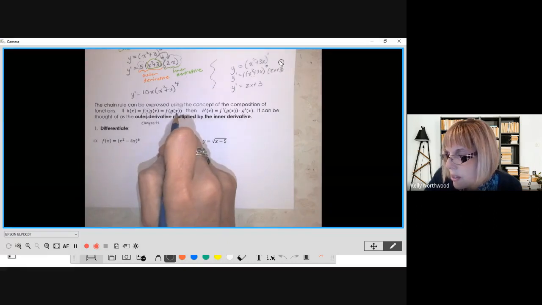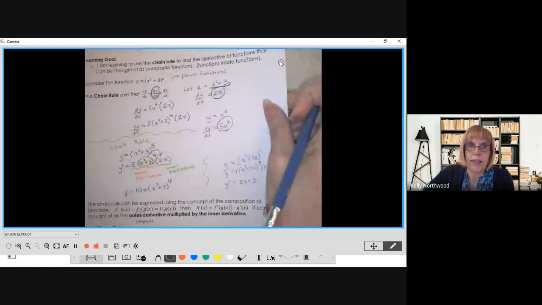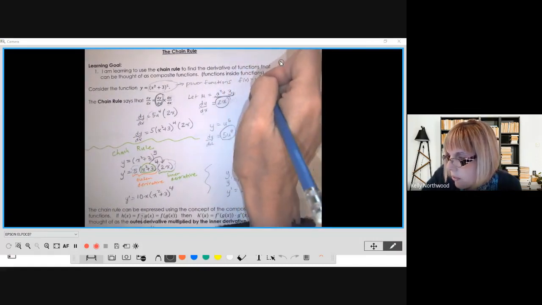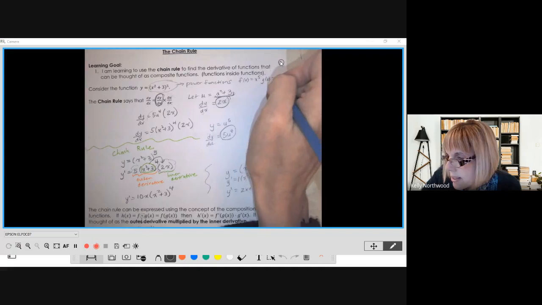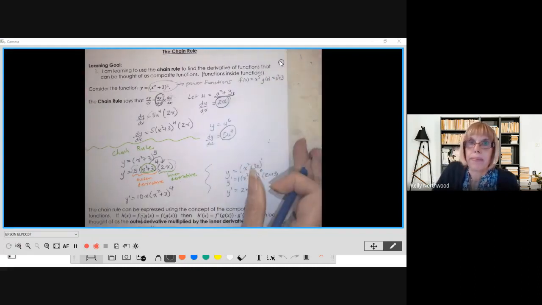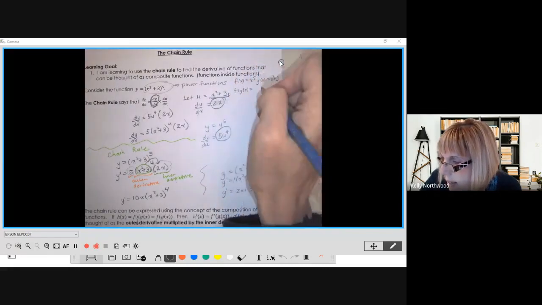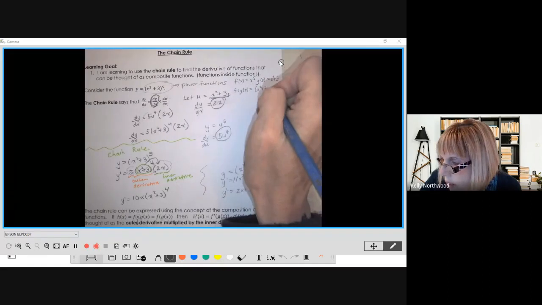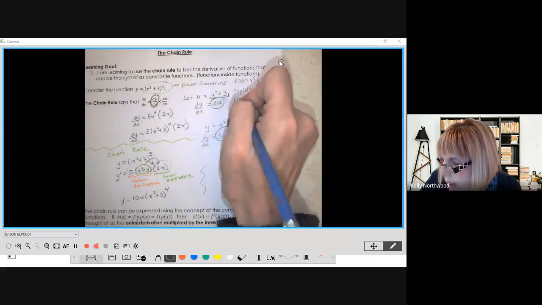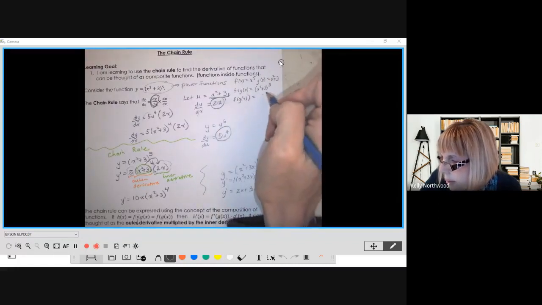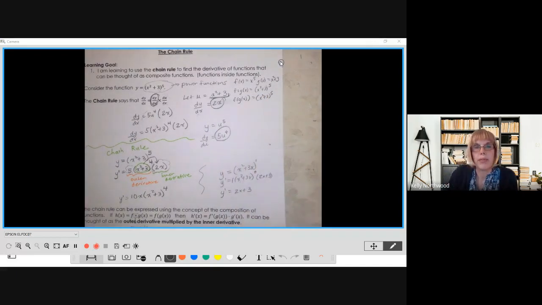So f is a function not just of x, but of g at x. If f at x is x to the 5th and g at x is x squared plus 3, then f composite g at x is x squared plus 3 to the 5th, or f at g at x is x squared plus 3 to the 5th. It's another way of writing that.